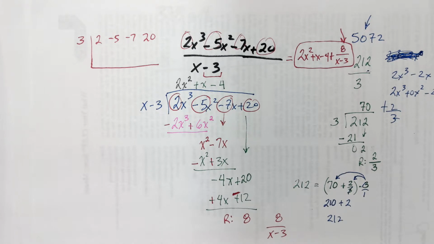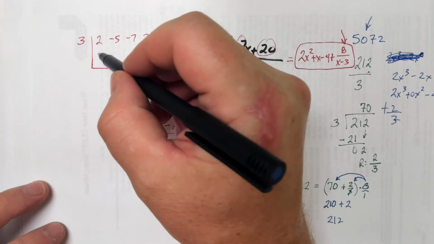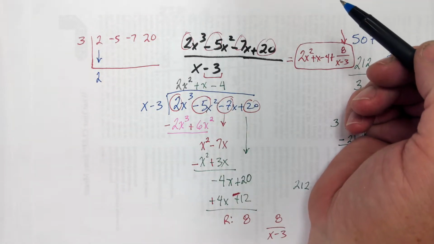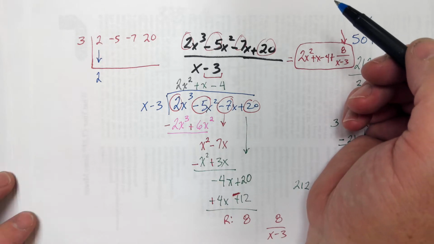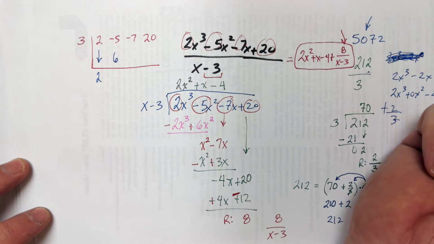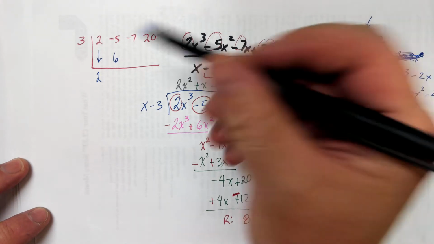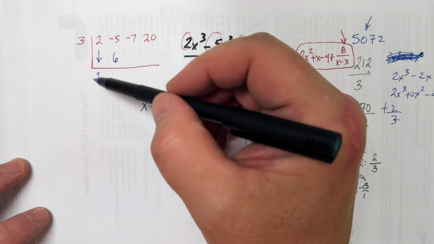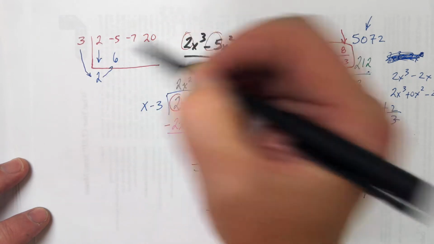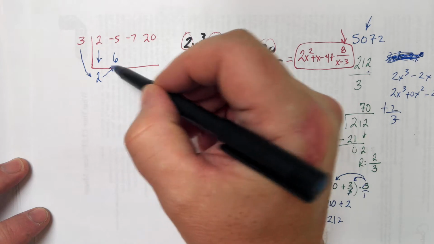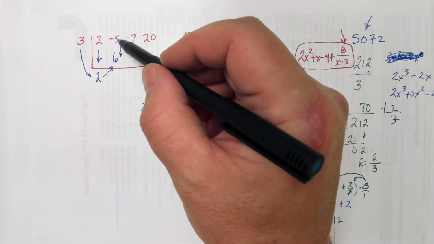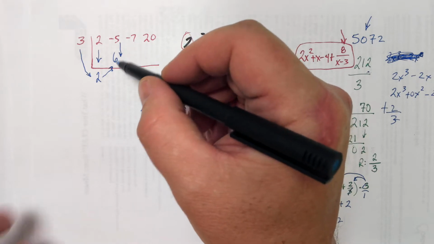All right, check it out. This one's easier. So our first number is 2, so we just bring down the 2 right here. That's always that way. And then 2 times 3 is 6. Do you see what I did? I multiplied these numbers right here, and then that number went right there. 3 times 2 is 6. Now I'm going to subtract these, or just combine them. -5 plus 6 is 1.